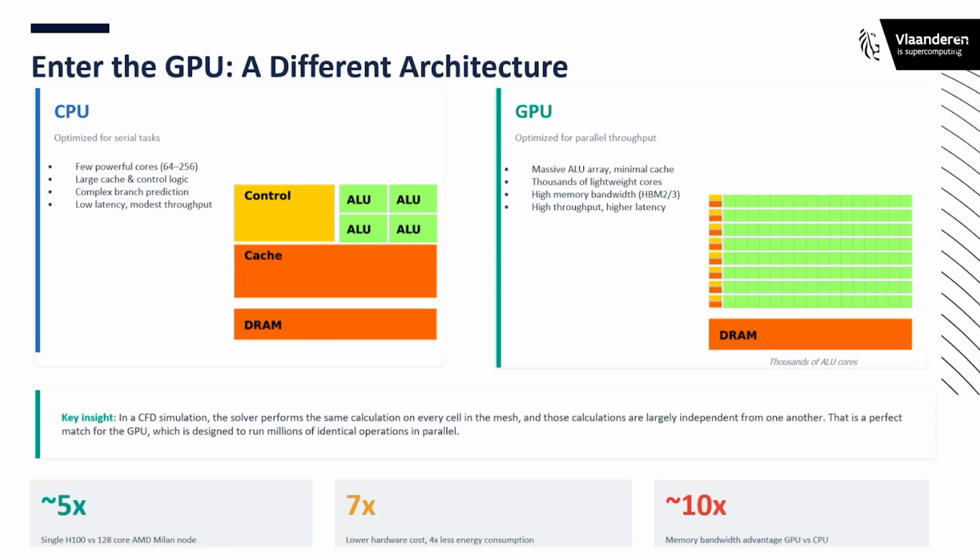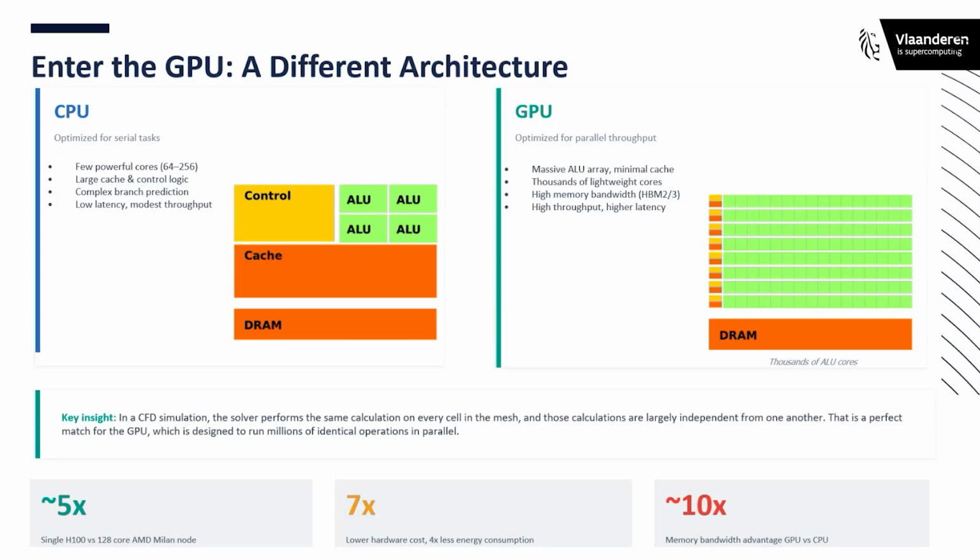So the key insight in CFD is that the solver performs the same calculation on every cell in the mesh for a lot of iterations, and those calculations are largely independent of one another. That is really perfect and matches the GPU, which is designed to run millions of identical operations in parallel.